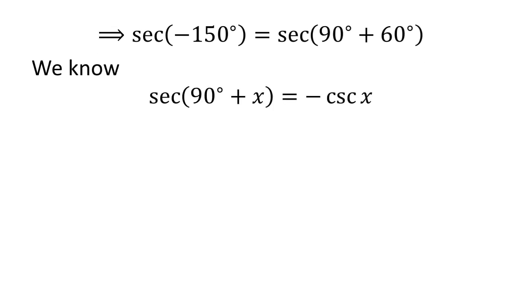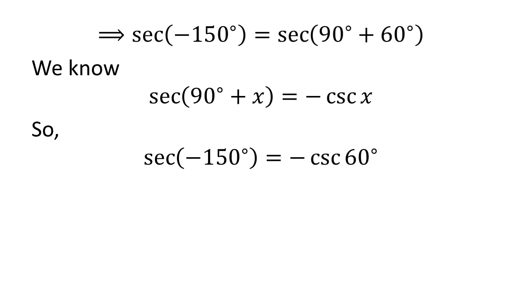As we know, the trigonometry identity secant of 90 degree plus x is equal to minus cosecant of x. The video explaining how to derive this identity is appearing in the upper right corner. Also, the URL address of the video has been mentioned in the description section. Let us apply the above identity for secant of minus 150 degree. Here x is 60 degree. So secant of minus 150 degree is equal to minus cosecant of 60 degree.